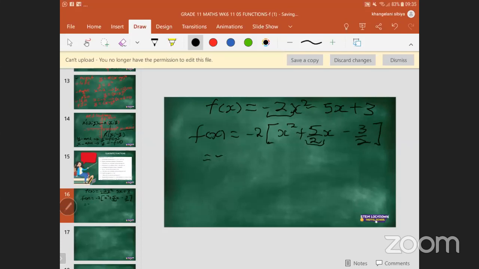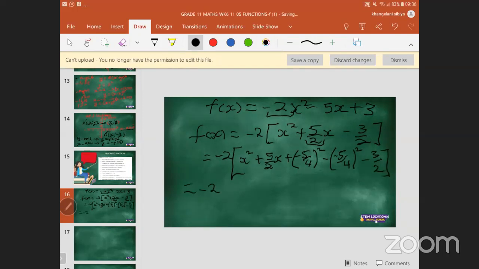So this would be minus 2, x squared plus 5 over 2x plus, then you square this one. You did this on the first term: you divide by 2, then you square. You also subtract it. This is minus 5 over 4, all squared. Obviously minus 3 over 2. Then you close the bracket. Then you factorize this one.